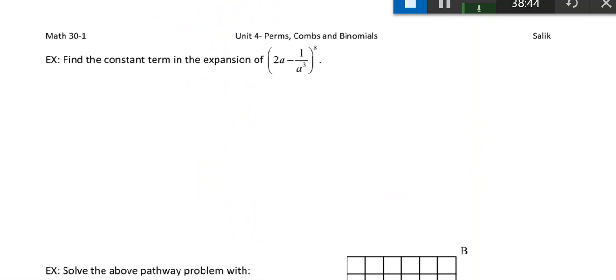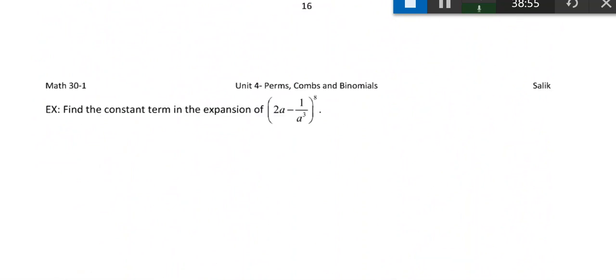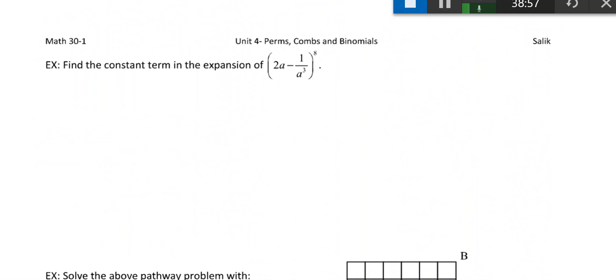All right, find the constant term in the expansion of this. Okay, so this is really going to be the same skill as the one we did, actually 2 up, right? It'll be a similar question to this one, but we want the constant term. So let's see what we're dealing with again. We've got power of 8, so I'm expecting 9 terms. So 1, 2, 3, 4, 5, 6, 7, 8, 9 terms.